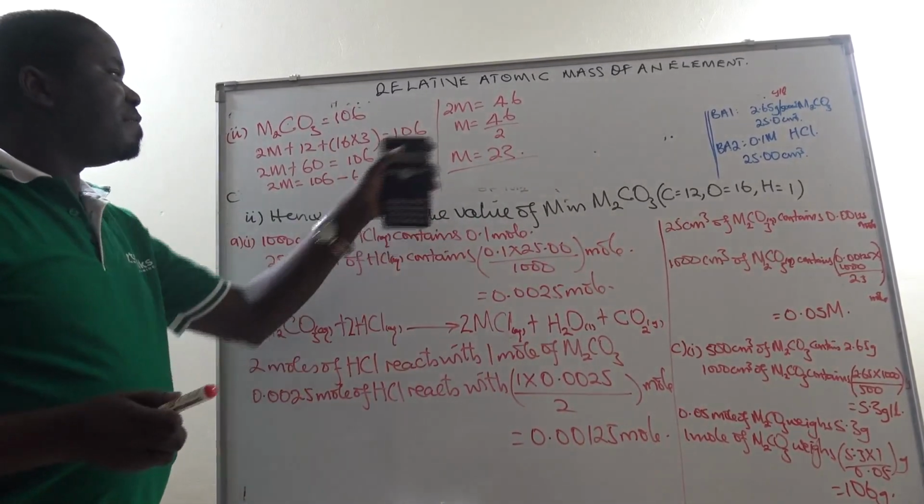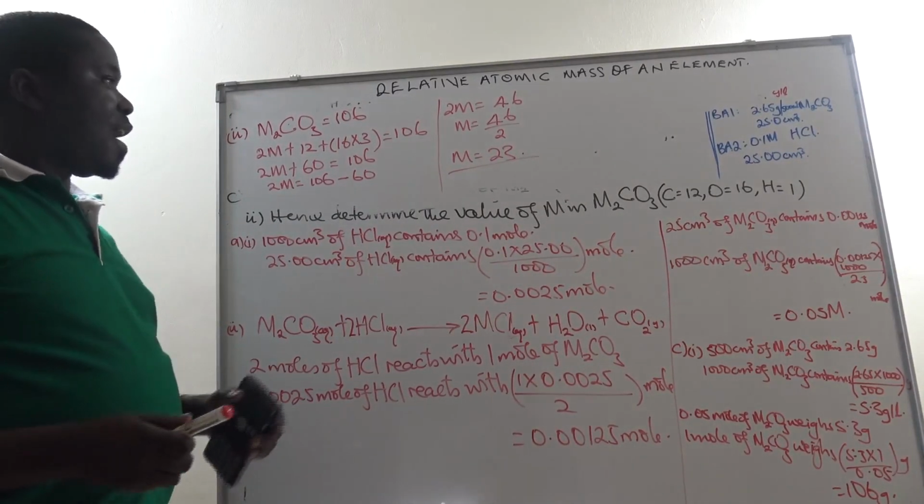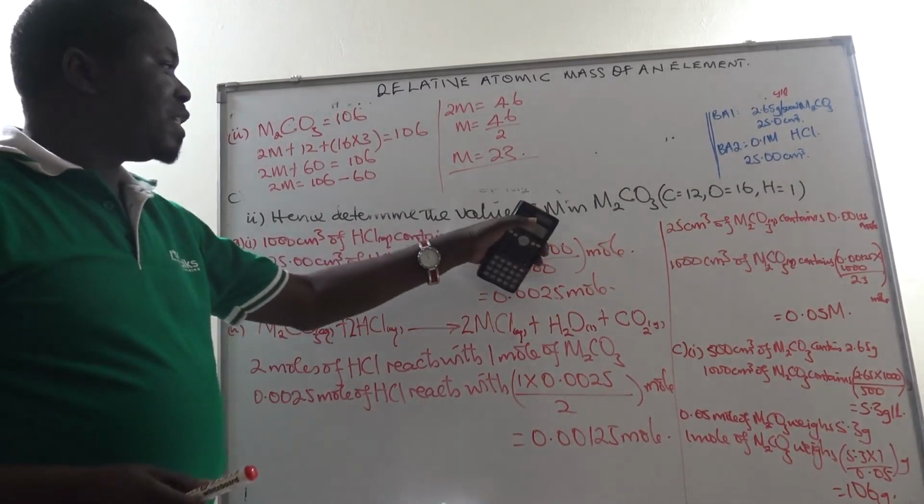So the relative atomic mass of this element is 23. That's the value of M in M2 carbonate. And that is how we can get the value of M, which is the same as the relative atomic mass of this element.